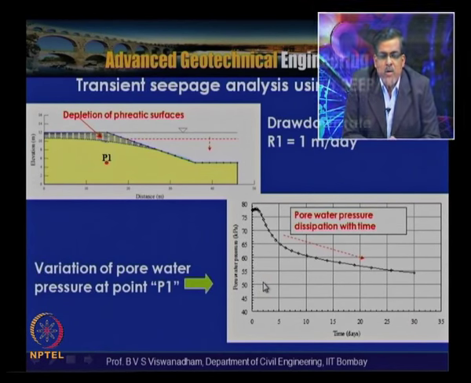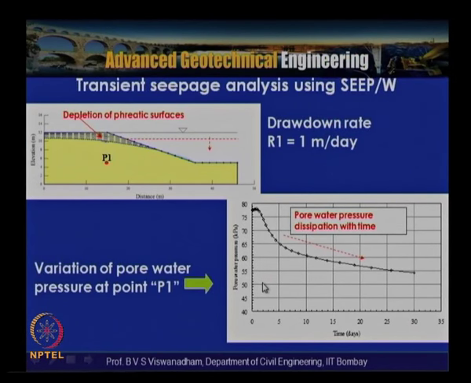Now, here with a drawdown rate of 1 meter per day and with a permeability of 10 to the power of minus 6 meter per second, what can be seen here is the pore water pressure. The phreatic surface from here depleted to this particular level, and if the variation of the pore water pressure at point P1 is plotted, you can see the pore water pressure dissipation with time. So the pore water pressure dissipates with time, as can be seen from this particular slide.